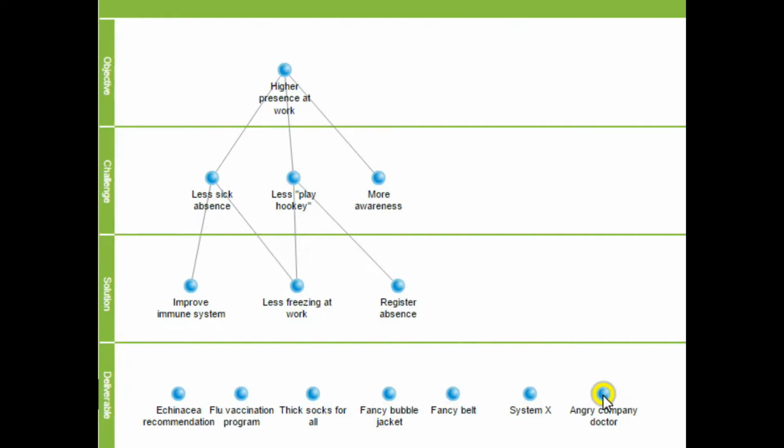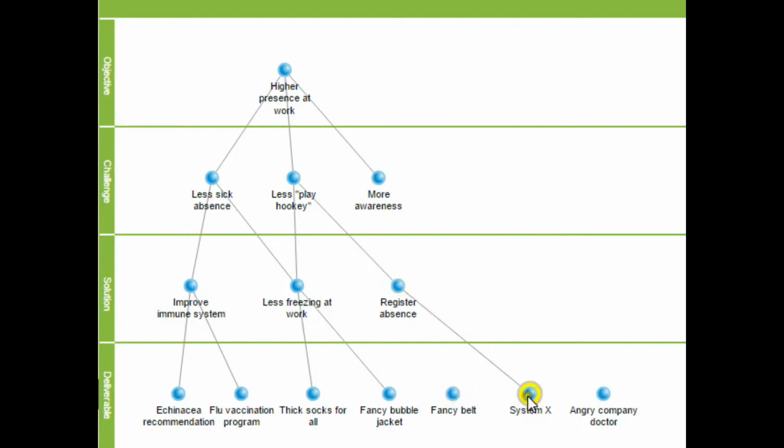Let's see how these 7 relate to the 3 conceptual solutions in the level above. We connect the echinacea recommendation to improve immune system as well with the flu vaccination program, and we provide less freezing by thick socks for all and fancy bubble jacket. Now the fancy belt seems to have no connection upwards. System X is connected to register absence, and angry company doctor obviously is something that the group just has come up with, and it has no connection to any conceptual solution, neither to any top-level requirement from the project owner.